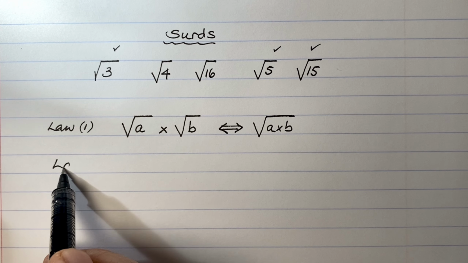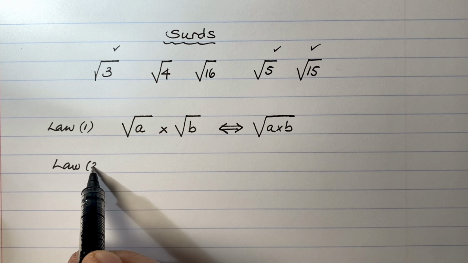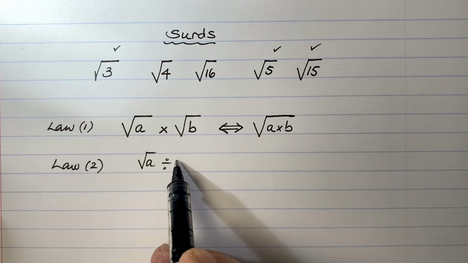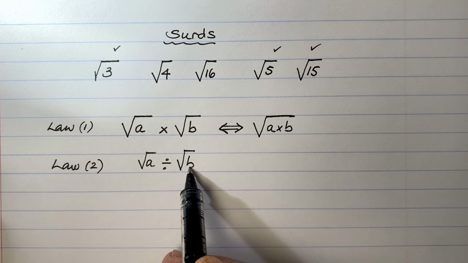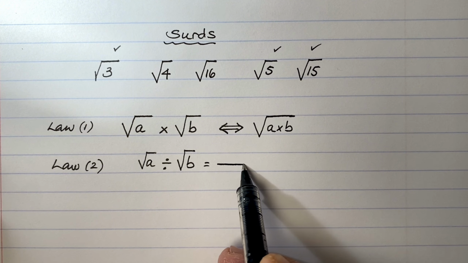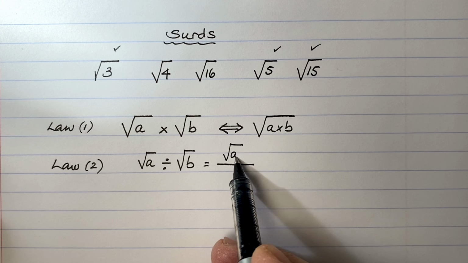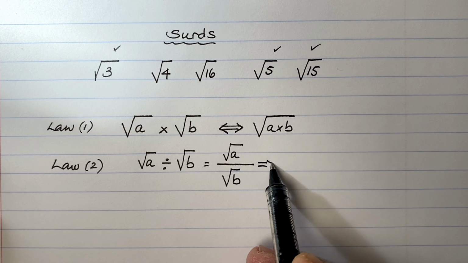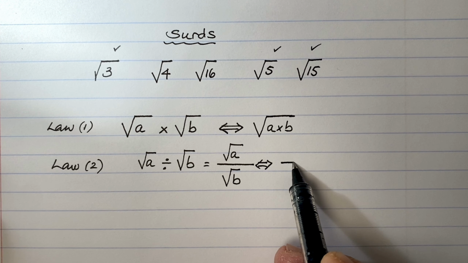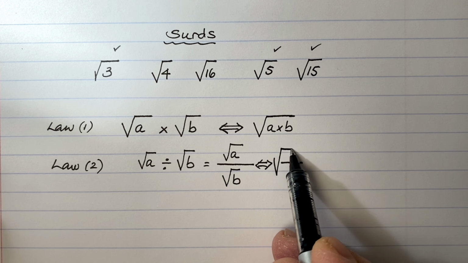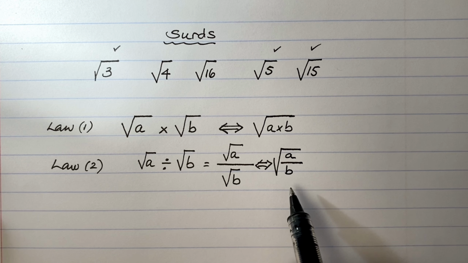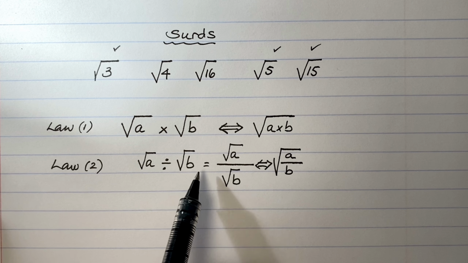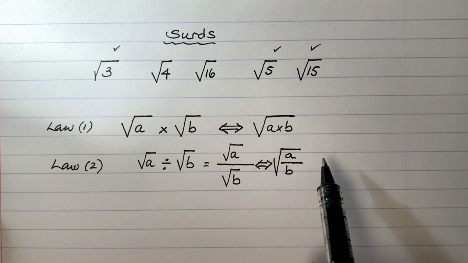And law number 2 is when you divide root of A by root of B. I would write this as a fraction first: root of A divided by root of B. And that can again be written as square root of A over B. So if it's times, we times them and put them under the root. And if it's divide, we divide them and put under 1 root.